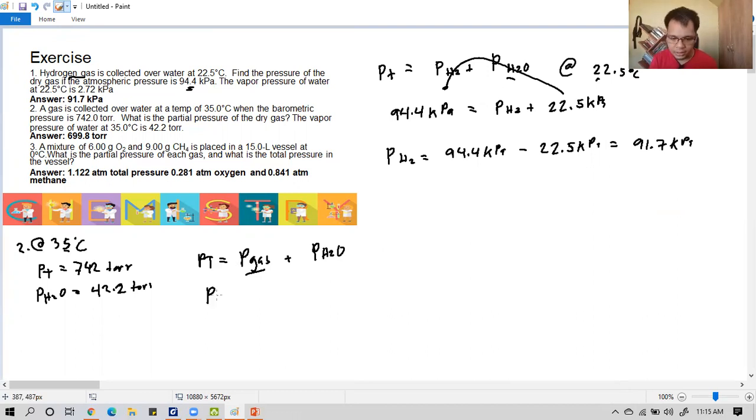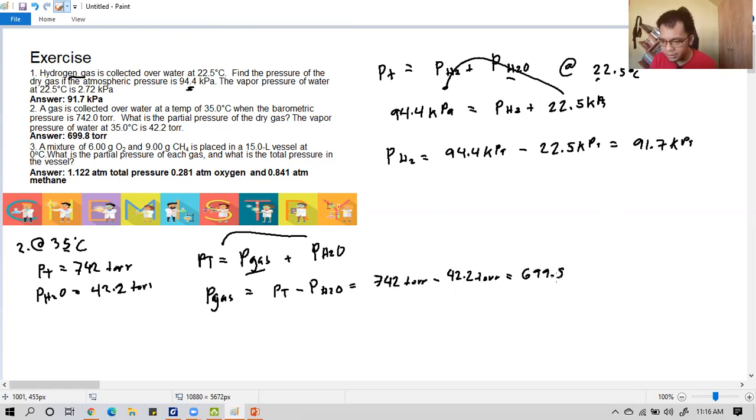So we have here P gas equals, di ba? Pagka transpose mo dito sa kabila, magiging PT minus PH2O equals the P gas. The total pressure is 742 Torr, and then the vapor pressure of water at 35 degrees Celsius is 42.2 torr. So ang sagot diyan is 699.8 Torr. So ganun lang, minus lang siya, di ba? Parang dali, di ba? Pero hindi tayo basta-basta natatapos diyan.